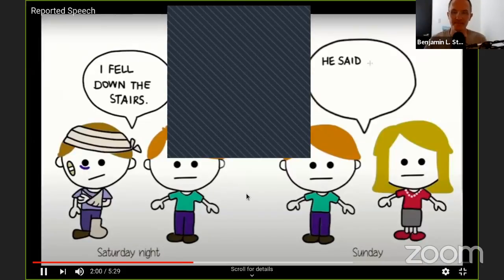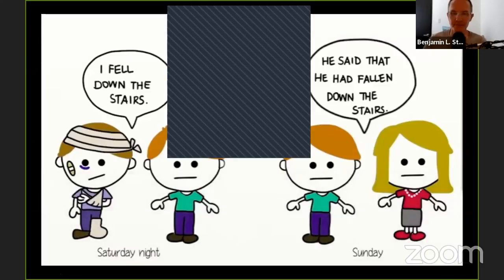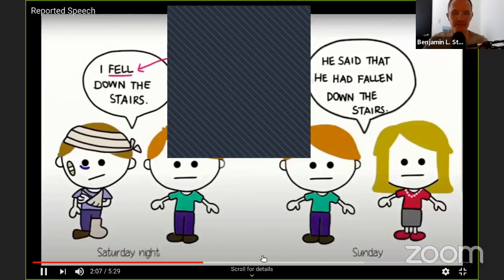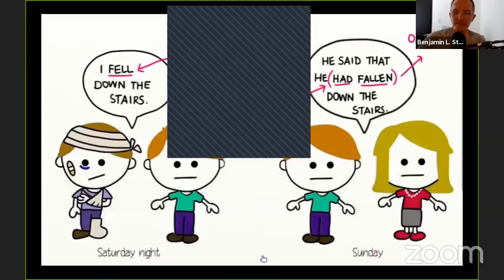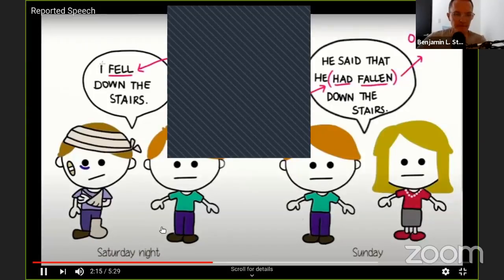The father reports to his wife. He said that he had fallen down the stairs. The past tense in direct speech changes to the past perfect or stays in the simple past in reported speech. Also notice how the pronoun changes.